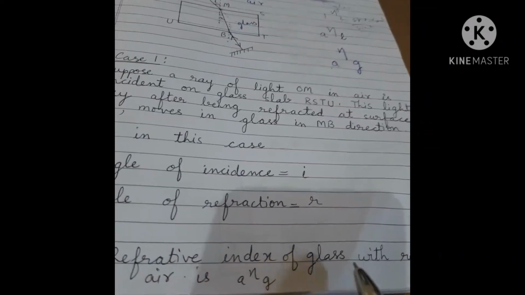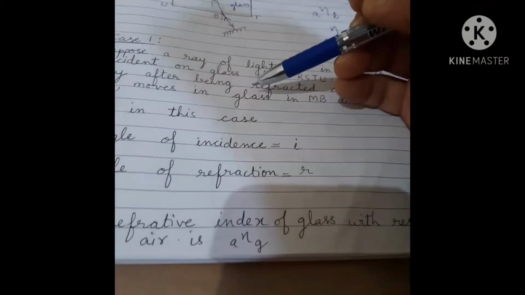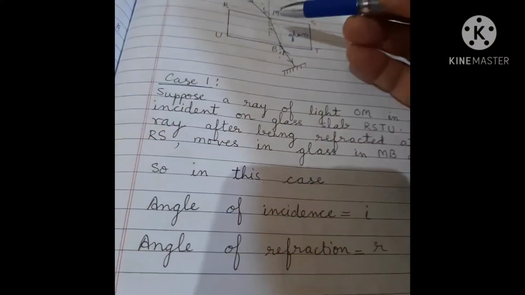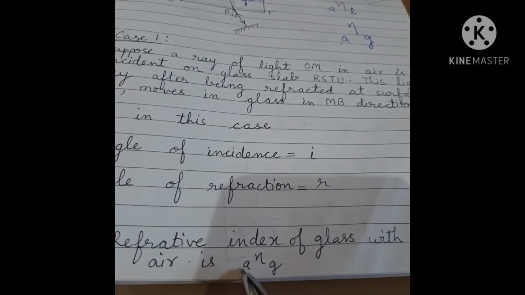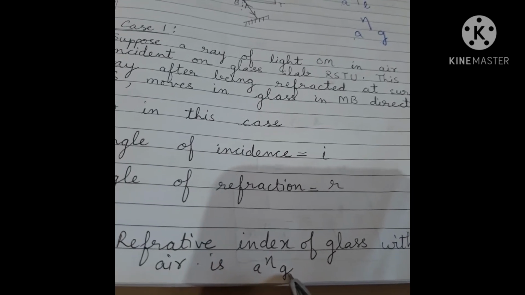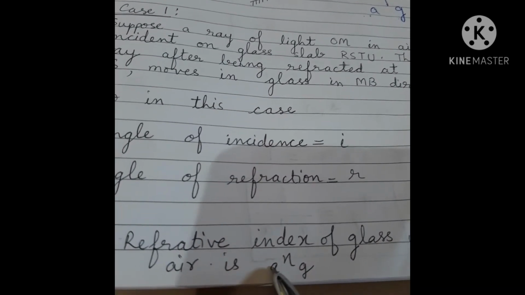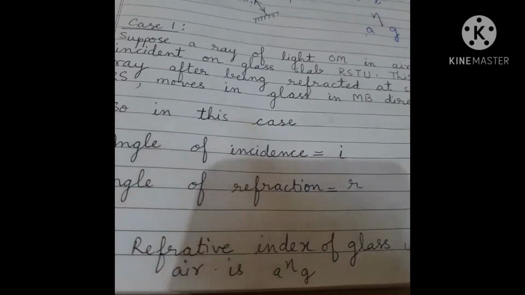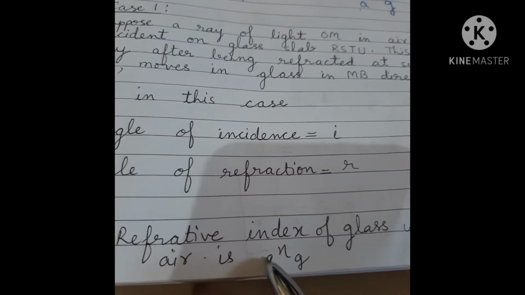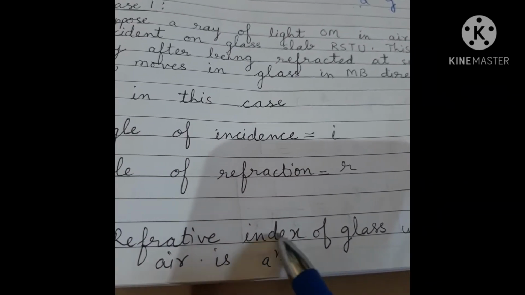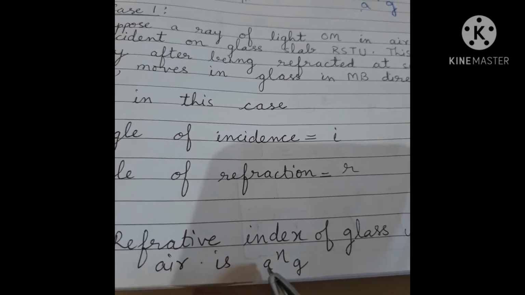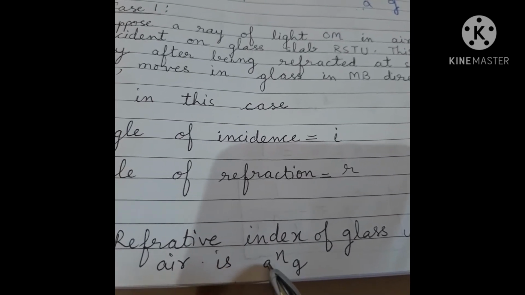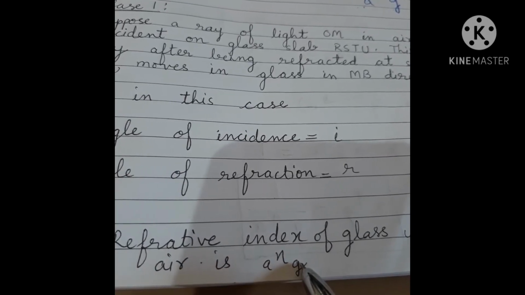Now what you have to do is find the refractive index of glass with respect to air. This means the first medium is air and the second medium is glass. It is not always that the first medium is air and the second is glass. It can change. It can be water, it can be air, it can be any alcohol. So you have to know that whenever it is written, the first medium is written here and the second medium is written here.